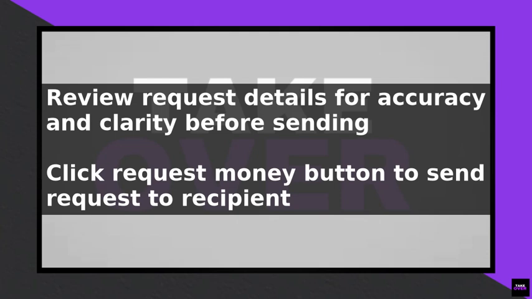In summary, requesting money on Venmo is a straightforward process that can be completed in a few steps. Make sure to enter the correct details, add a clear note, and review the request before sending it. By following these best practices, you can ensure a smooth and successful transaction.